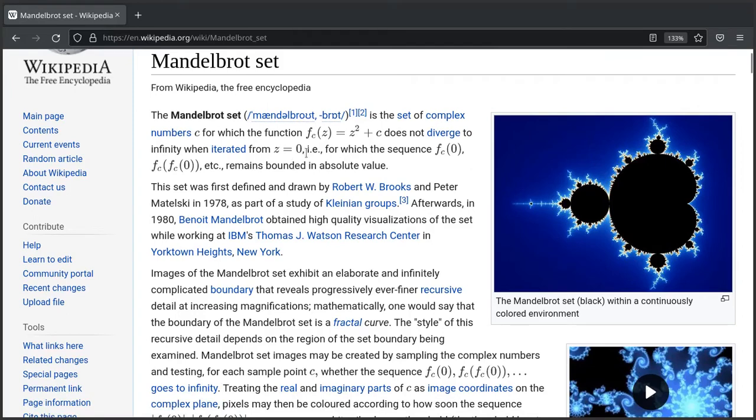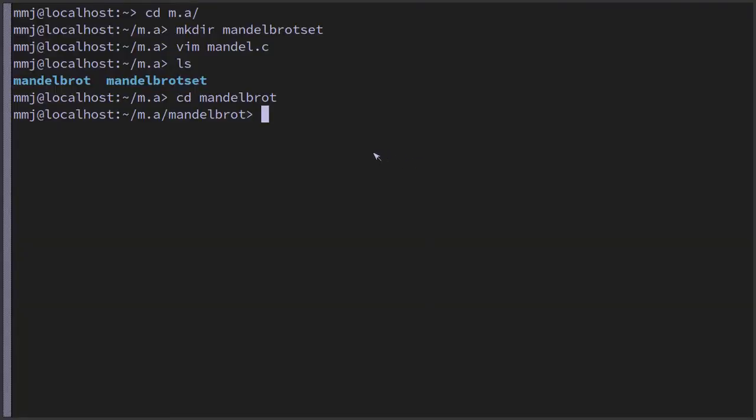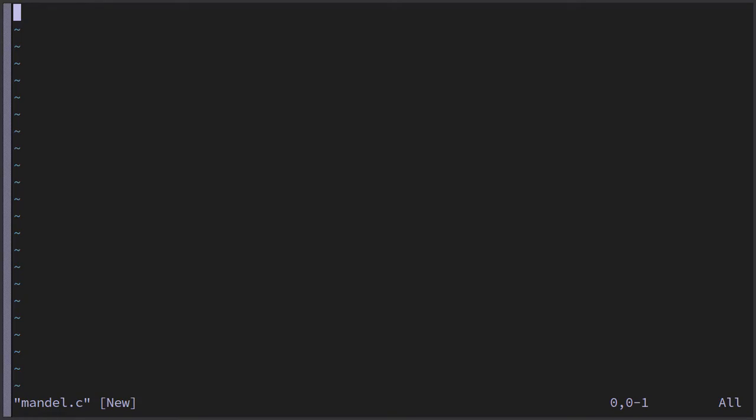So first things first, we need complex numbers and we need iteration. That's a good premise, so let's start. We need a library to handle complex numbers, for which we can use complex.h, and a header for normal input output, for which we use stdio.h.